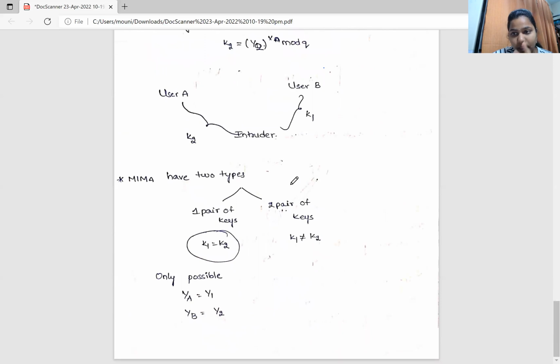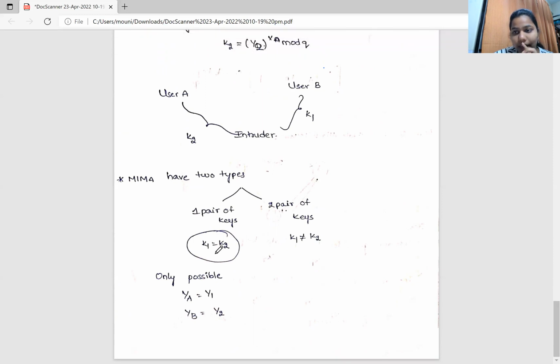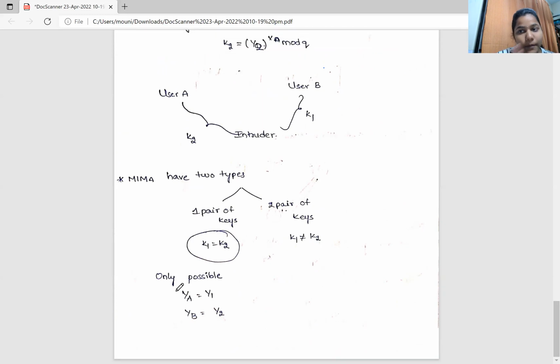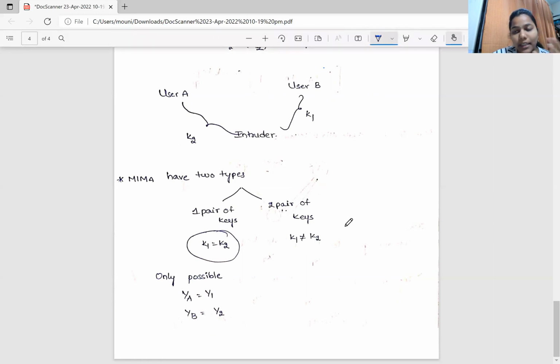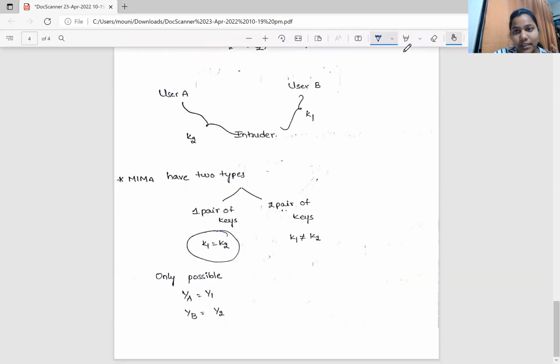MITM mainly has two cases, one pair of keys and two pairs of keys. One pair of keys is when K1 and K2 are equal. K1 and K2 will be equal in only one condition, when YA, that means the public key at the A side, and the public key which is generated by the intruder are equal, and again the public key of user B and the one generated by the intruder are the same. Then this one pair of keys condition is possible. Otherwise, in the two pairs of keys case, there is no such possibility, so the two secret keys generated between them are different. This is what I conclude from here.